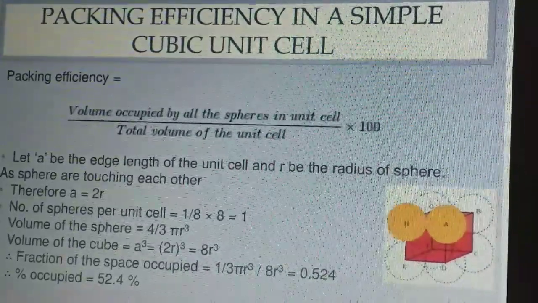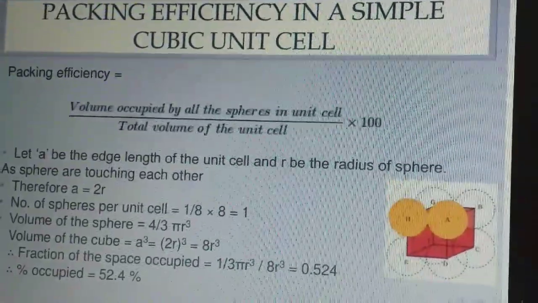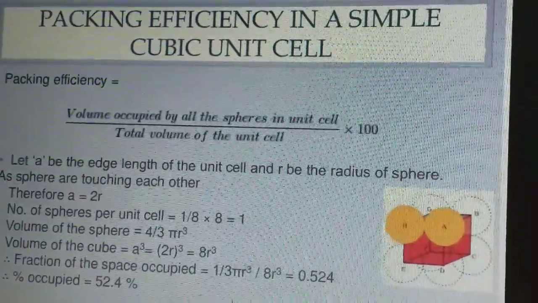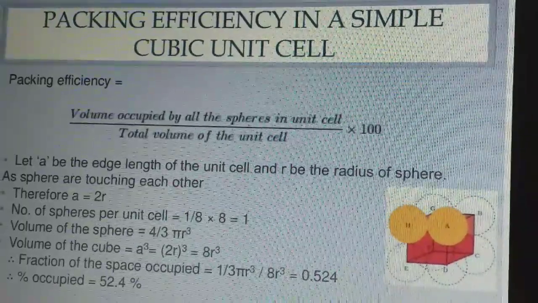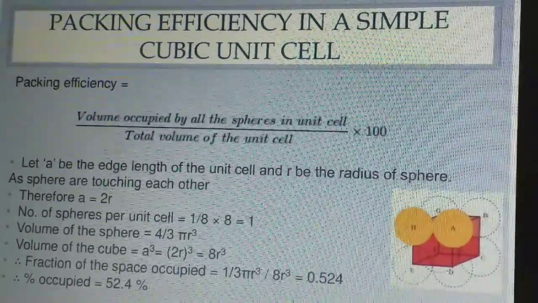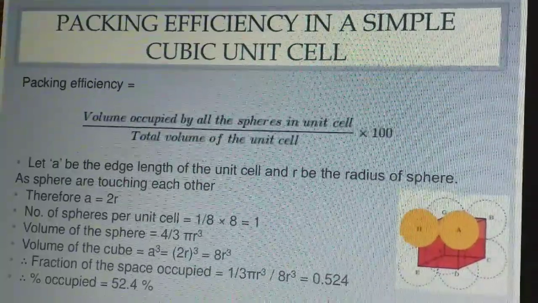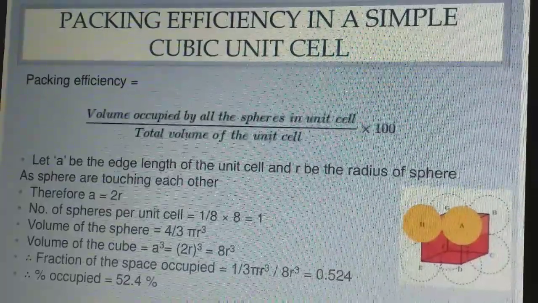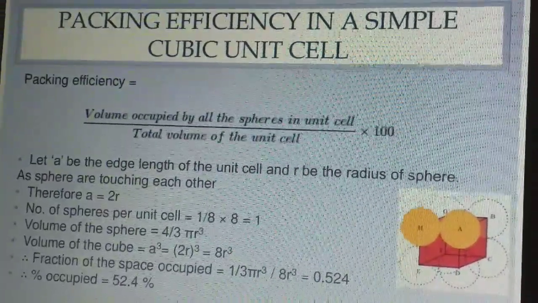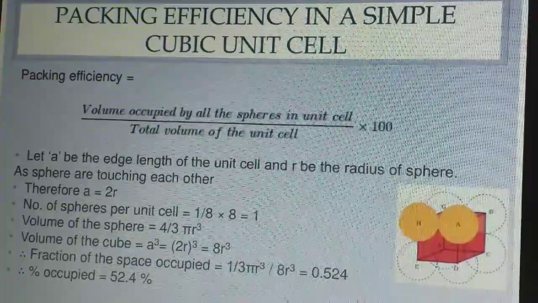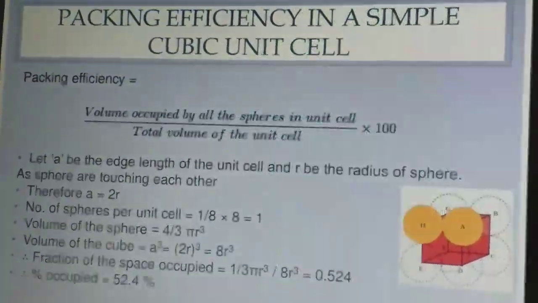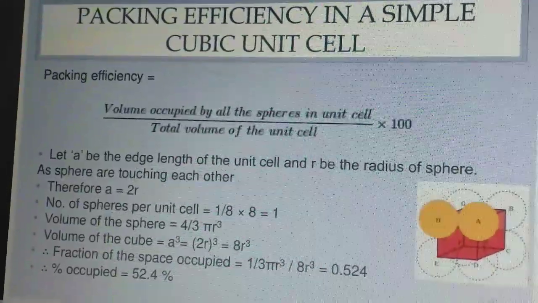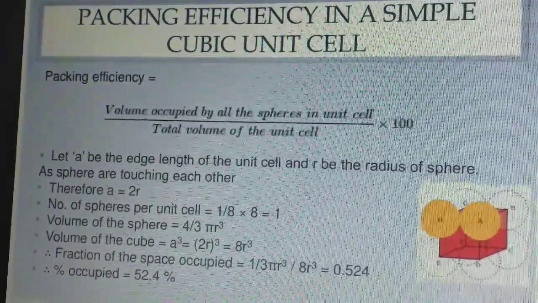And the volume of the sphere, the formula you know very well, is 4/3 pi r cube. The volume of the cube is A cube, that is edge length cube, that is (2r) cube, that is 8r cube. So the packing efficiency will be 4/3 pi r cube divided by 8r cube, that is nothing but 0.524. And percentage means you have to multiply by 100, that is 52.4 percent. I hope you understood this. So packing efficiency in the case of simple cubic unit cell is 52.4%.